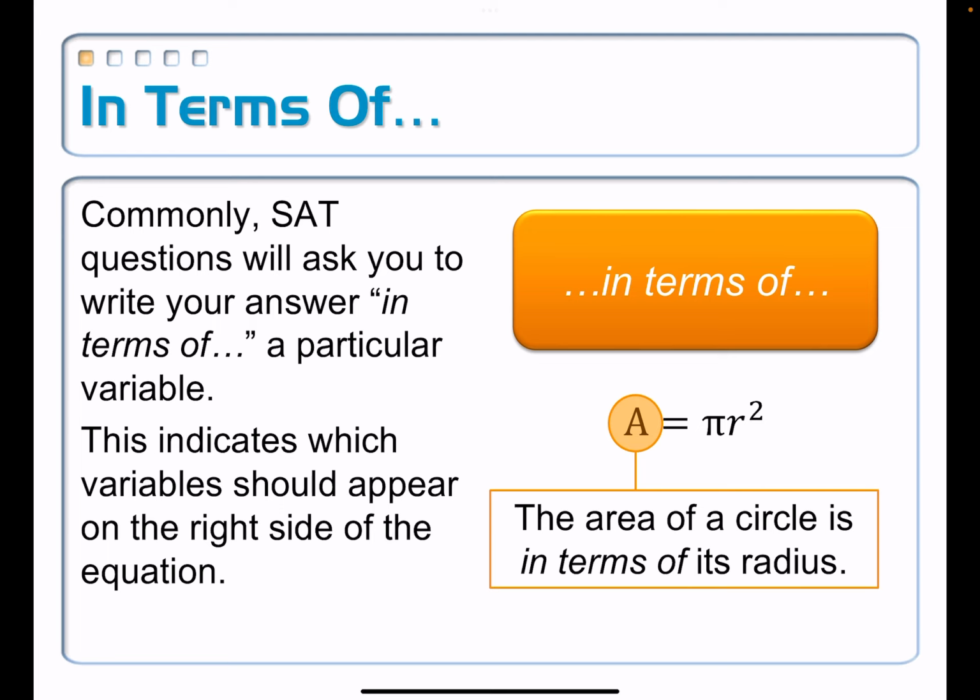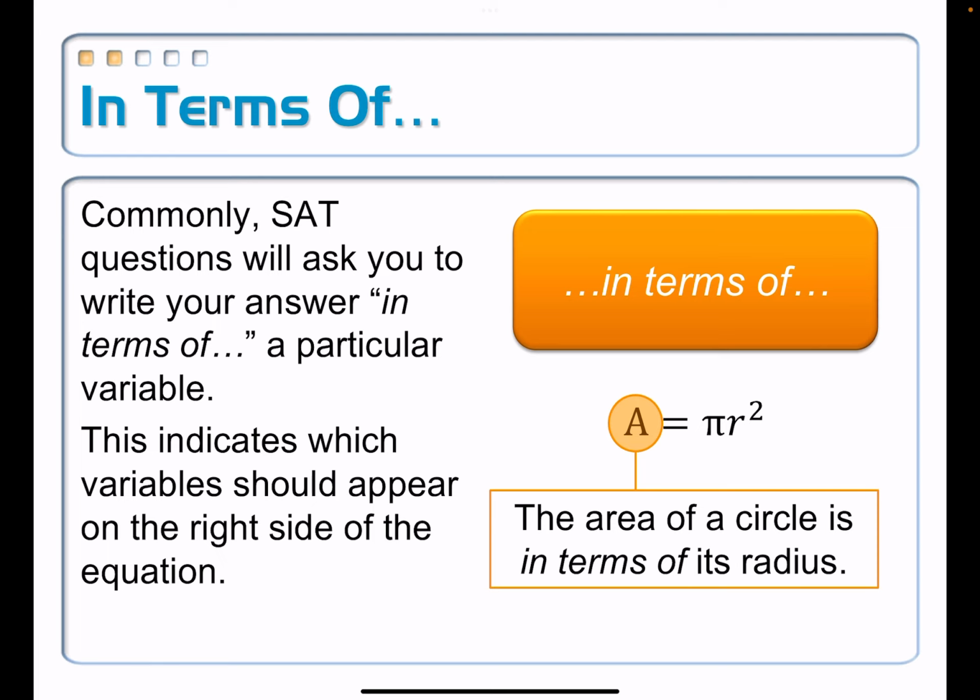Let's look at the area formula of a circle right now. What is it that you need to know in order to calculate the area of a circle? You need to know the length of the radius, which means that the area formula is in terms of the radius. It also means that that radius is the independent variable, and the area depends on what value you put in for r. It's the dependent variable.